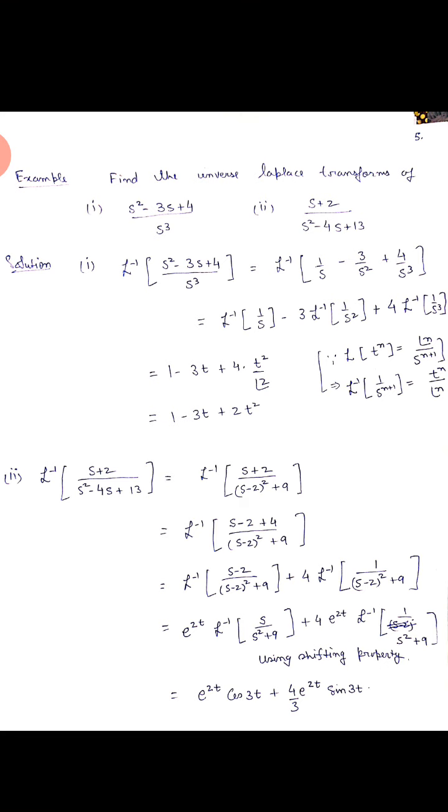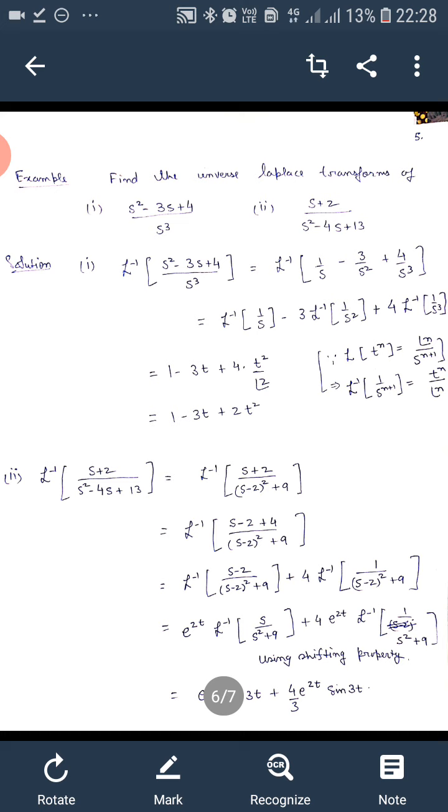If you use this formula, I can write L inverse of 1 over s equal to 1, L inverse of 1 over s square equal to t, so that is going to be 1 minus 3t, and L inverse of 1 over s cube is going to be t square over factorial 2. So finally what we got is 1 minus 3t plus 2t square. This is the inverse Laplace transform of the first problem.